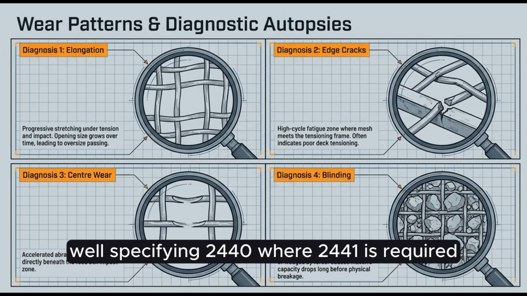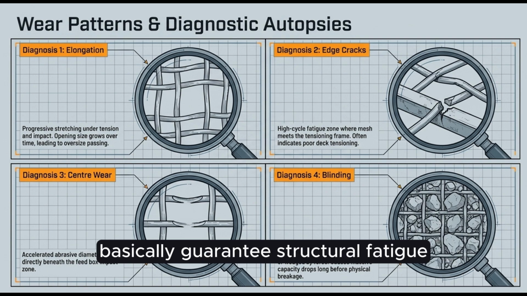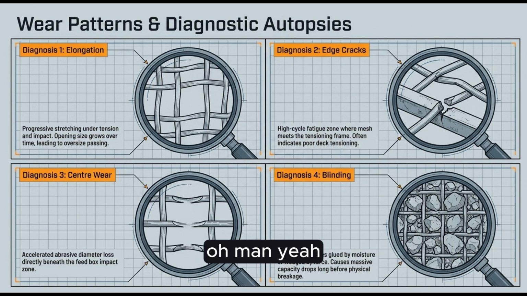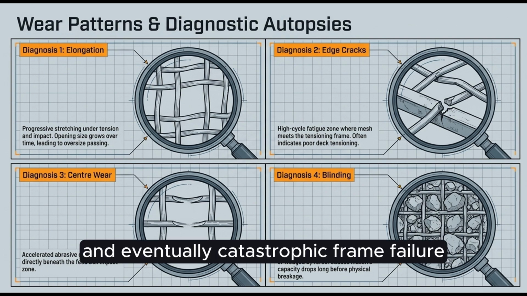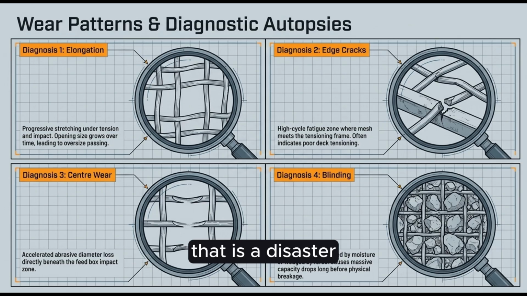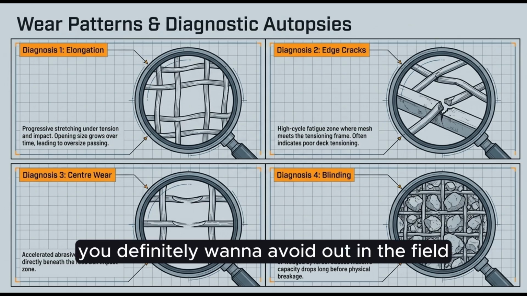So if you mess that up. Well, specifying 2440 where 2441 is required basically guarantees structural fatigue. Oh, man. And eventually catastrophic frame failure. That is a disaster you definitely want to avoid out in the field.